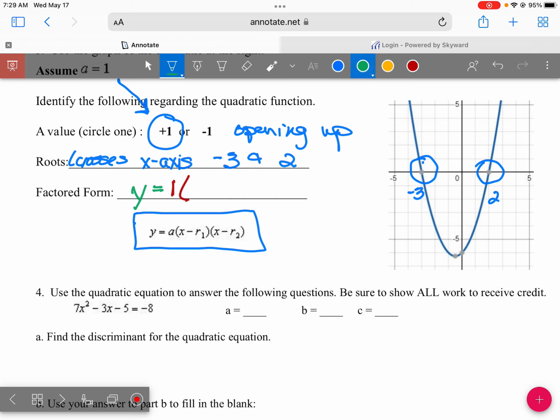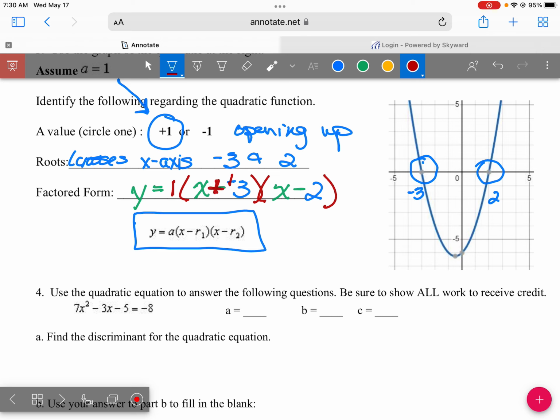times x, which we just leave as x when you're talking about an equation, minus, what's my first root again? -3. So you substitute that root in there. And then we go back over here, parenthesis, x minus, what's my second root? 2, and parenthesis. Now, this is pretty good. There's only one thing I need to change. We don't subtract a negative, so I need to change that to adding the positive.